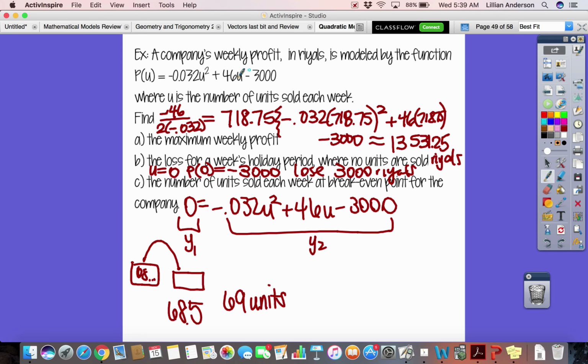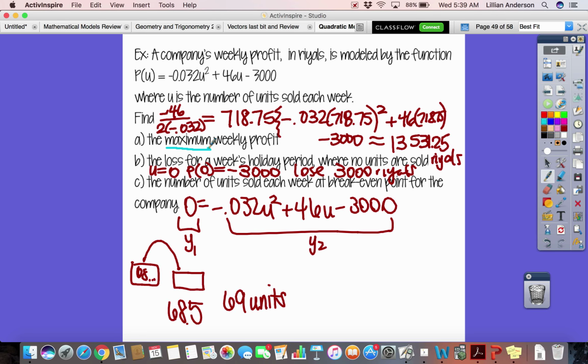Again, here's another one. They give you the equation. Maximum weekly profit, maximum. Anytime you see that word maximum or minimum, it's going to be associated with the vertex. And more specifically, if it asks what is the maximum weekly profit, that means it's looking for the y-coordinate. If it asks how long it took to reach the maximum profit, then you're looking for the x-coordinate of the vertex.